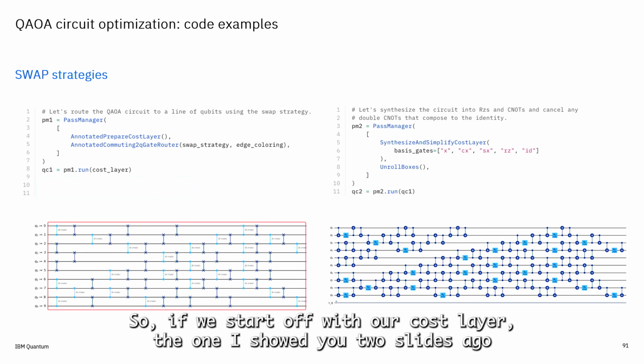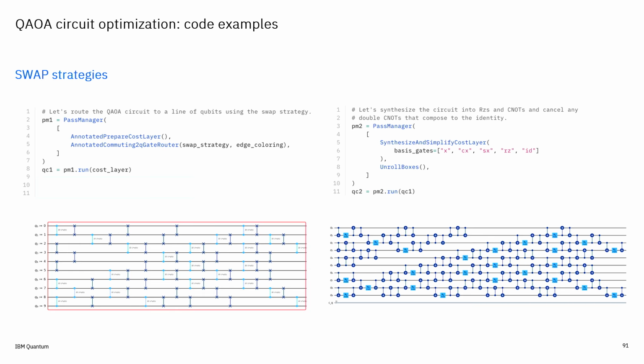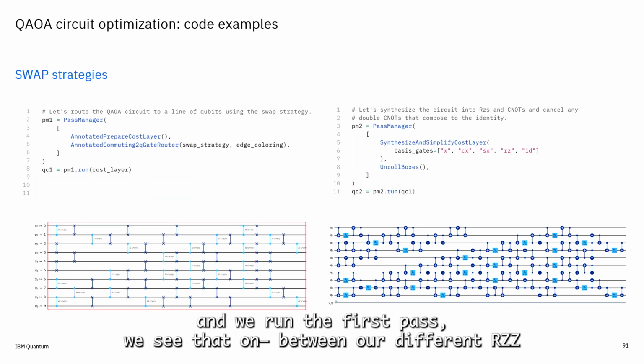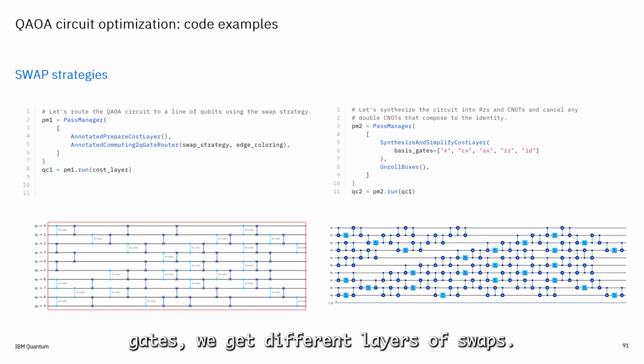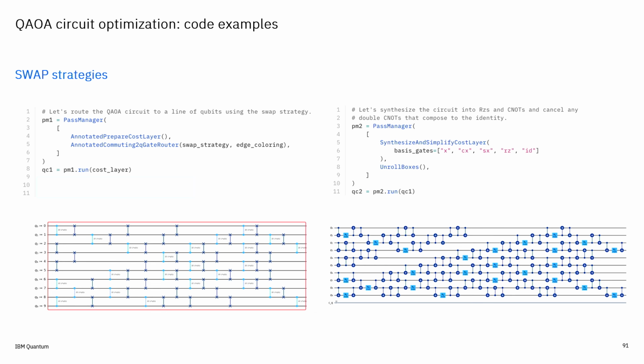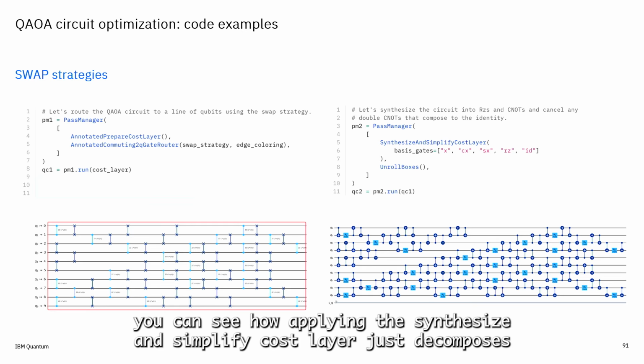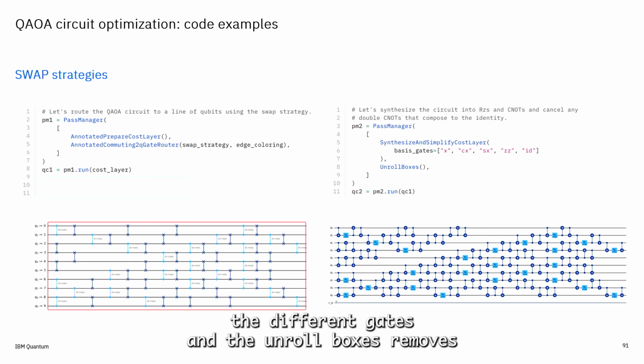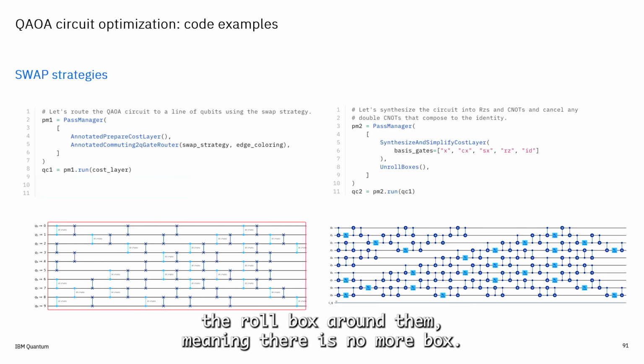So if we start off with our cost layer, the one I showed you 2 slides ago, and we run the first pass, we see that between our different RZZ gates, we get different layers of swaps. On the second figure, you can see how applying the synthesize and simplify cost layer just decomposes the different gates, and the unroll boxes removes the red box around them, meaning there is no more box.